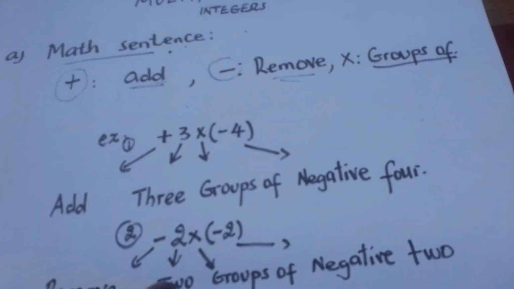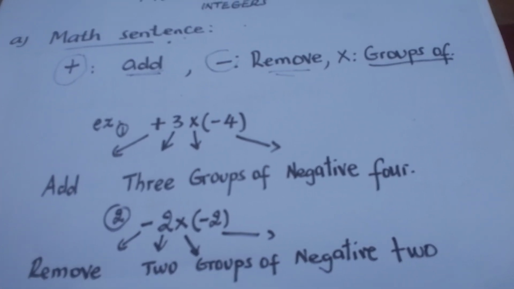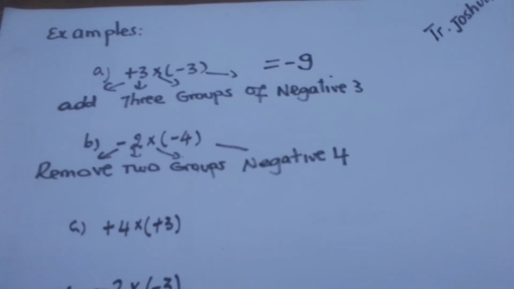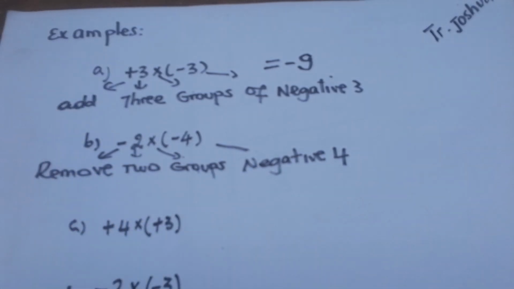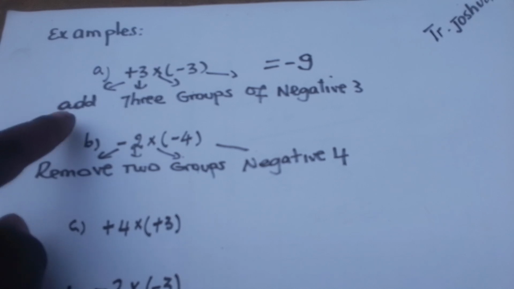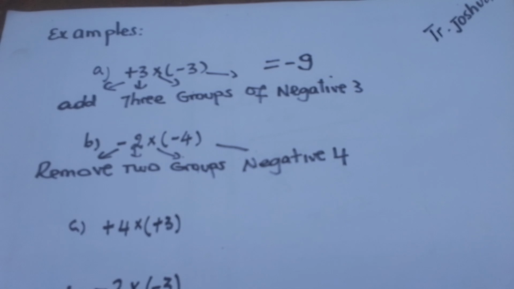Question number 2. If I have negative 2 times negative 2, the math sentence is remove 2 groups of negative 2. Now, let us try to go deeper and understand. Example, question number A, positive 3 times negative 3. The math sentence will be add 3 groups of negative 3. Let us try to model it.